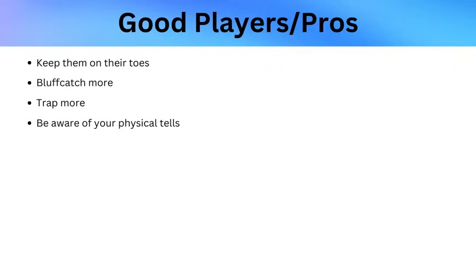So be aware of your physical tells, use reverse tells on them, and just be aware of the type of player that they think that you are, and then figure out how to make adjustments to that. Like I said, if they think that you're more of a tight player, then you can be bluffing more versus them. If they think that you're a crazy player, then you should trap more, and you should play tighter if they think you're crazier. So just always, always, always make adjustments to your opponent.